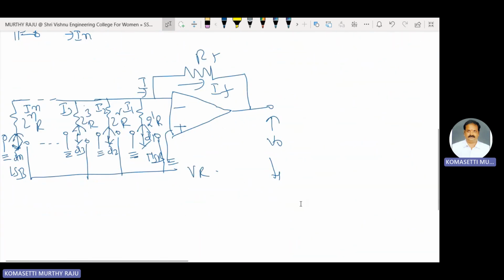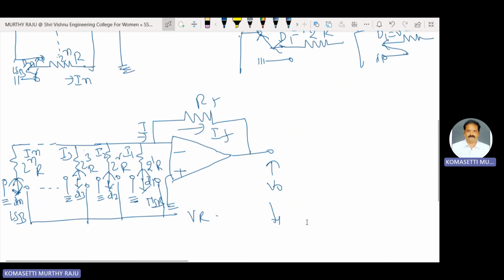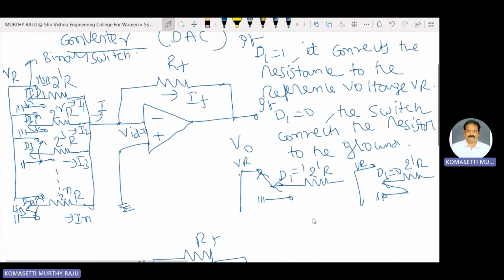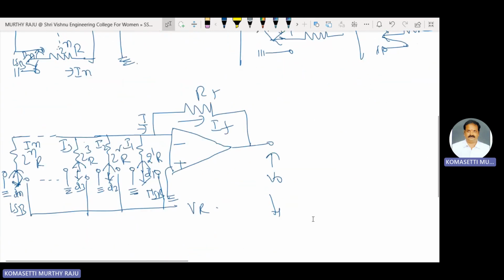The next important point is that the op amp is connected in inverting mode, because the non-inverting terminal of the op amp is connected to ground. The first important point here is that this is the current I1, this one is current I2, this one is current I3, and this current is IN.